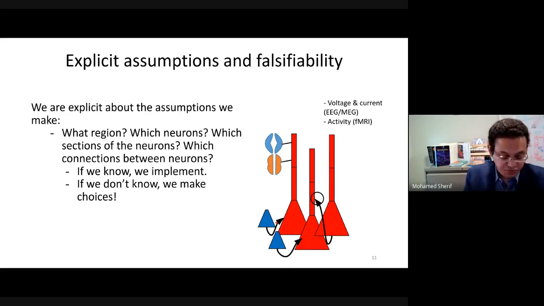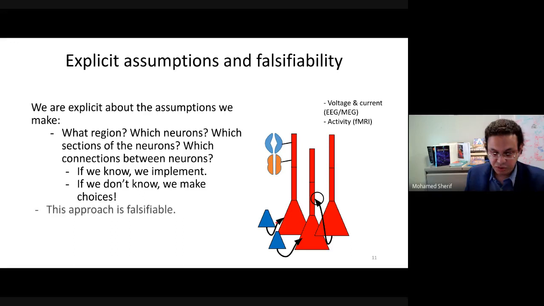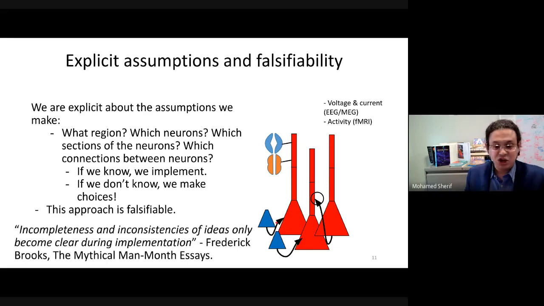One of my favorite quotes from IBM architect Frederick Brooks is, incompleteness and inconsistencies of ideas only become clear during implementation. So we have multiple hypotheses about how schizophrenia happens, for example, dopaminergic, glutamatergic and GABAergic. This is all very nice conceptually, but there will be gaps in our understanding of how each of these different neurotransmitters affect symptoms. Such gaps are not going to be clear without actually implementing what we think about the effect of dopamine in schizophrenia in a computer model. And then let's use the same model and implement what happens with glutamate, and then use the same model to implement what happens with GABA. So you have a model that's trying to integrate together all that we know so far, as well as highlight the gaps in our understanding.